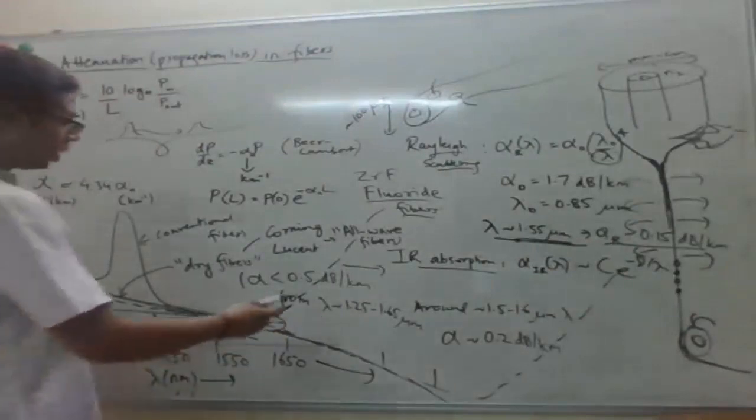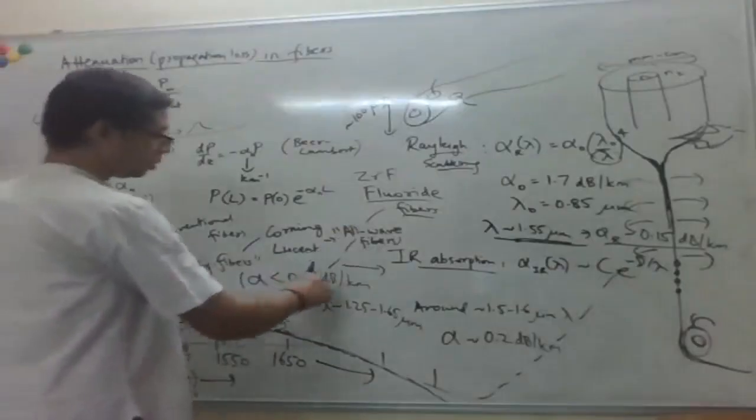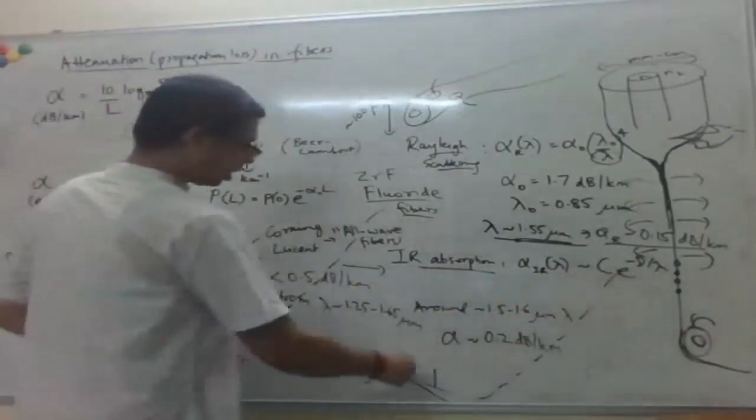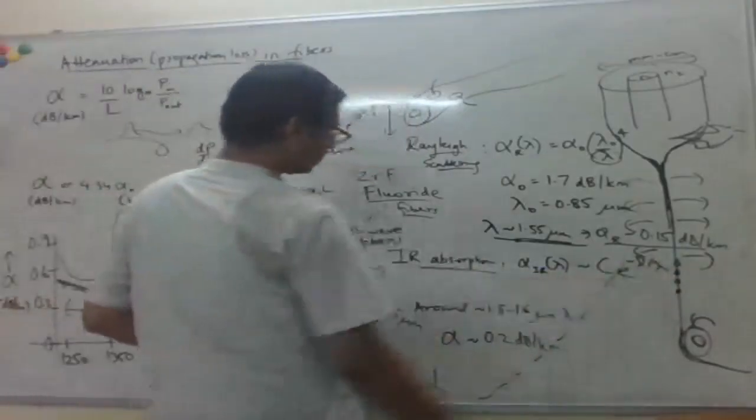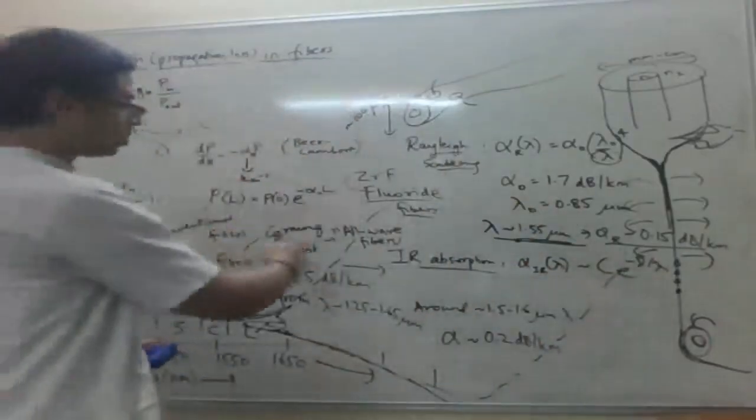But what you also need to do is, glass has this IR absorption, so you need to push that out beyond your wavelength range of operation. That's why you go to this fluoride. So the IR absorption gets shifted out beyond 5 microns.